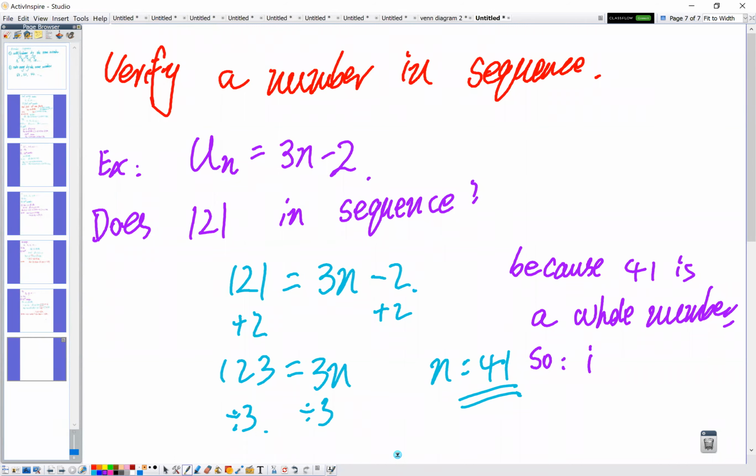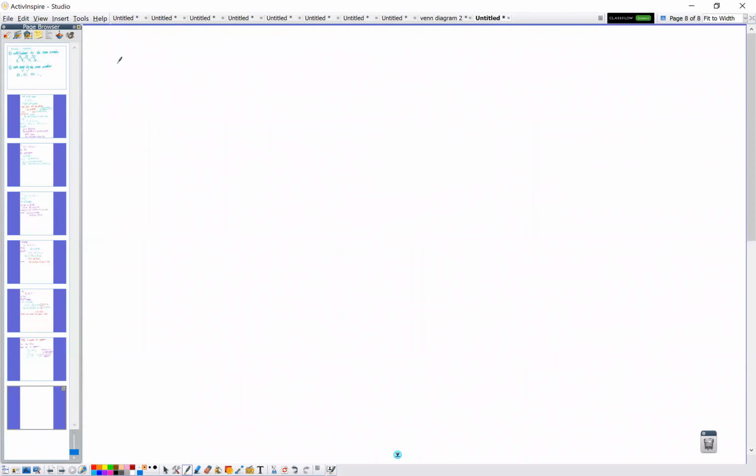So it is in the sequences. It is in the sequences. Okay, this is how you work this out. Okay, bear this in mind. Can you try another one yourself?